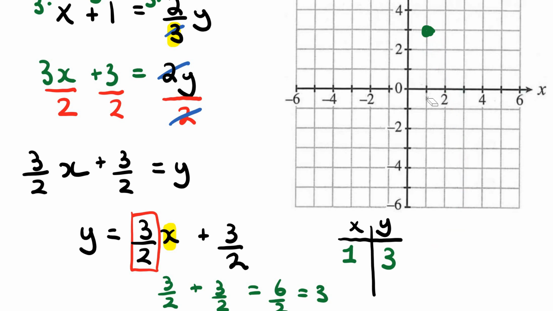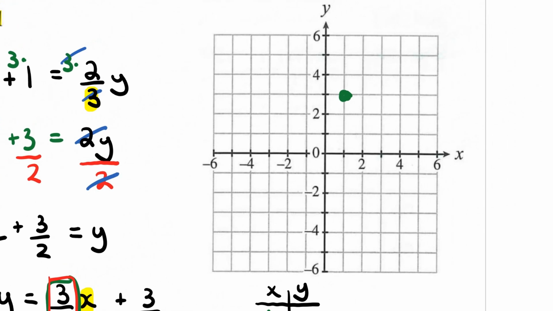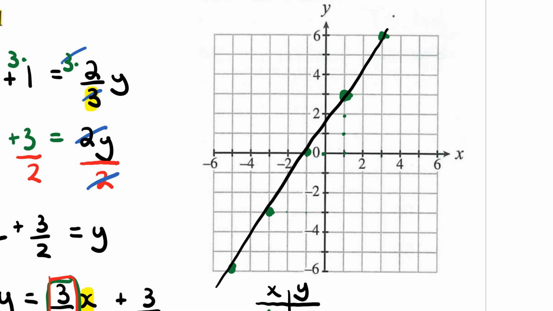Okay, and then from that point, we know the slope, right? The slope is 3 over 2. So from that point, we just go up 3 and right 2. And then we go down 3 over 2, down 3 over 2, down 3 over 2. And then from there, I can just connect the dots, and there's my graph.